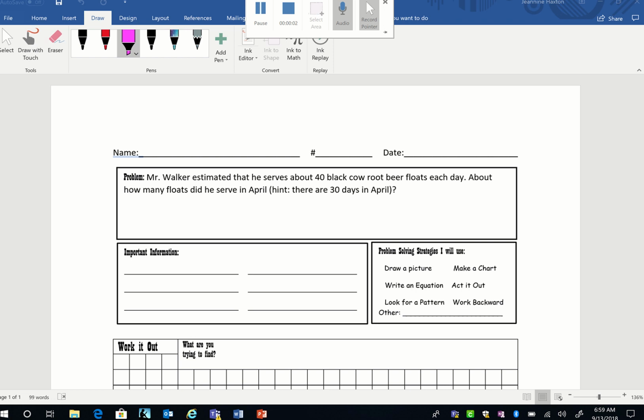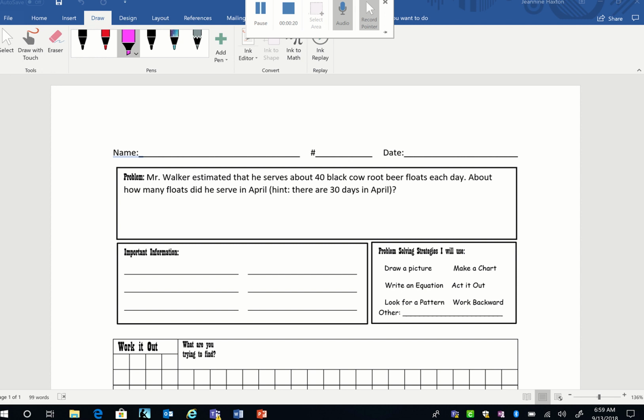I'm going to go over the word problem for the week. Mr. Walker estimated that he serves about 40 Black Cow root beer floats each day. About how many root beer floats did he serve in April? And the hint is there are 30 days in April.